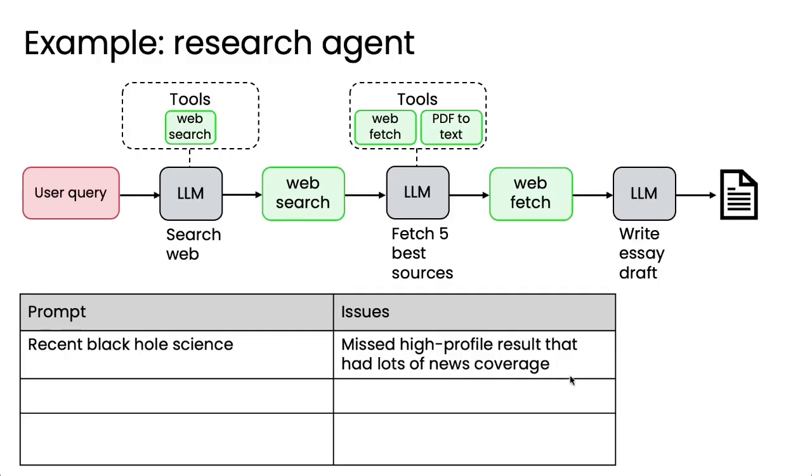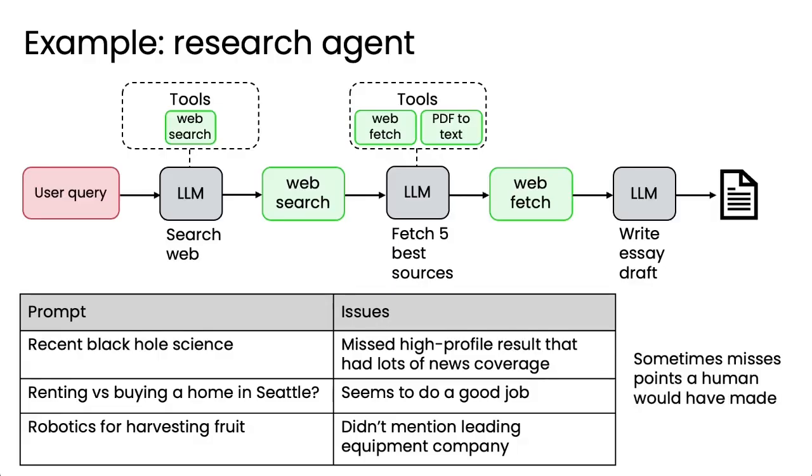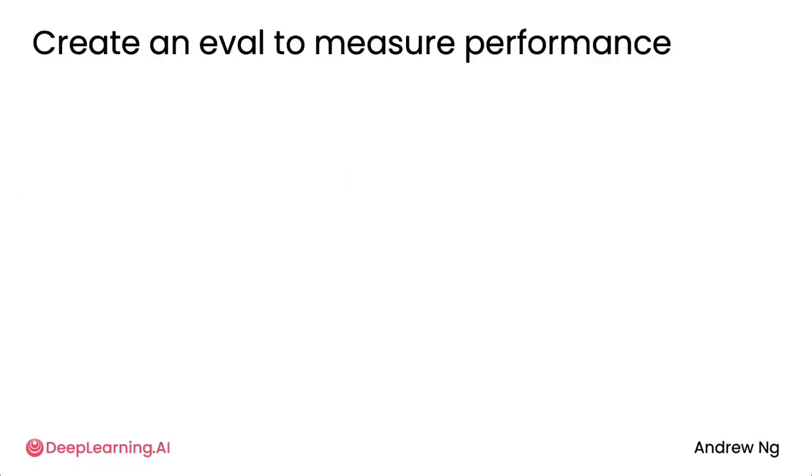So this is an unsatisfactory result. Or if you ask it to research renting versus buying a home in Seattle, well, it seems to do a good job. Or robotics for harvesting fruit. Well, it didn't mention a leading equipment company. So based on this evaluation, it looks like sometimes it misses a really important point that a human expert writer would have captured. So then I would create an eval to measure how often it captures the most important points.